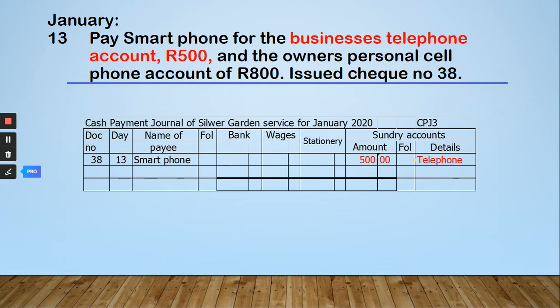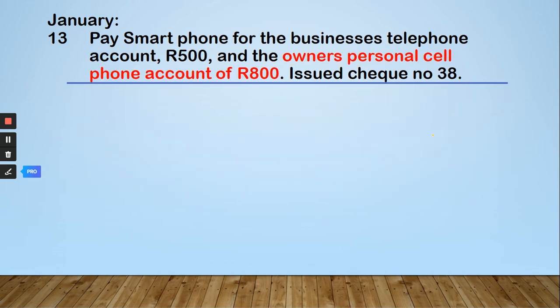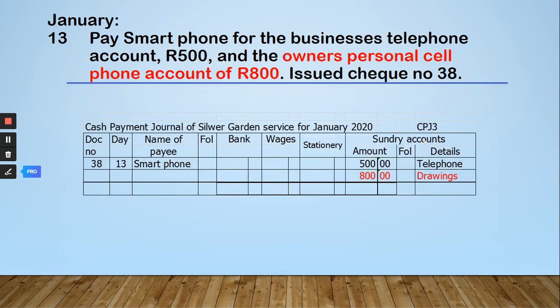Alright, so I've paid 500 Rand to Smartphone. But what did I also pay them? I need to pay them for the owner's personal cell phone account of 800 Rand. So that is the next part that I'm going to do. So if I pay or buy something for the owner, I'm going to call it drawings. Again, I'm going to ask you, do you see drawings in one of these columns? No. So therefore, drawings is going to go to my sundry accounts. So in sundry accounts now, I'm going to have 800 Rand drawings.